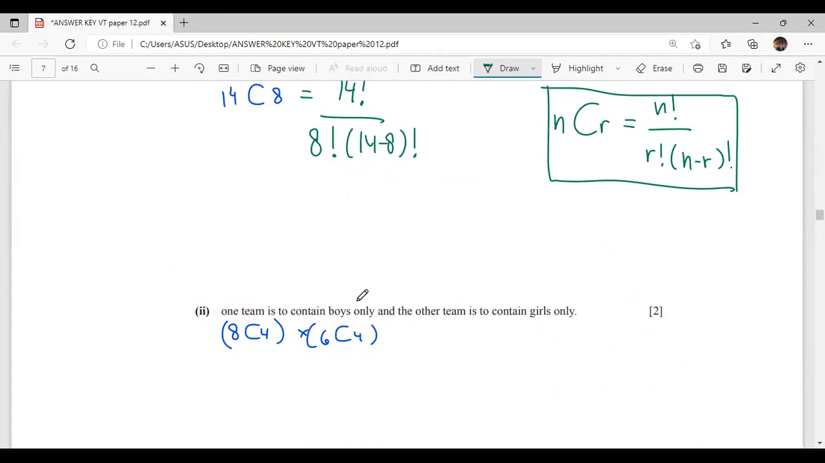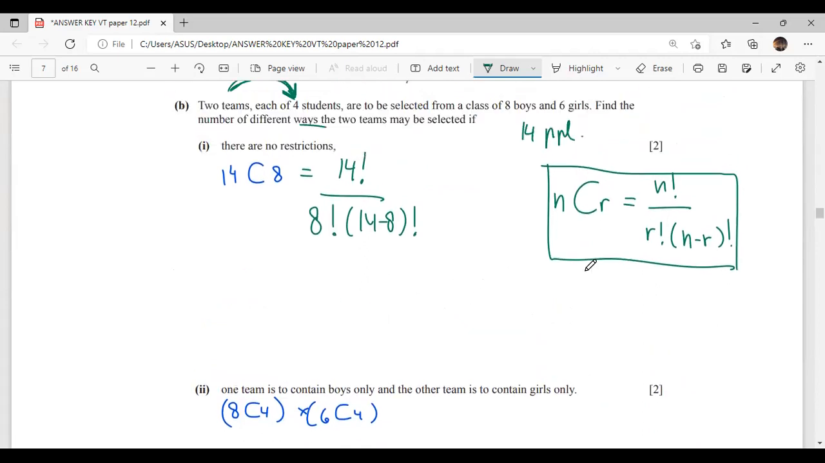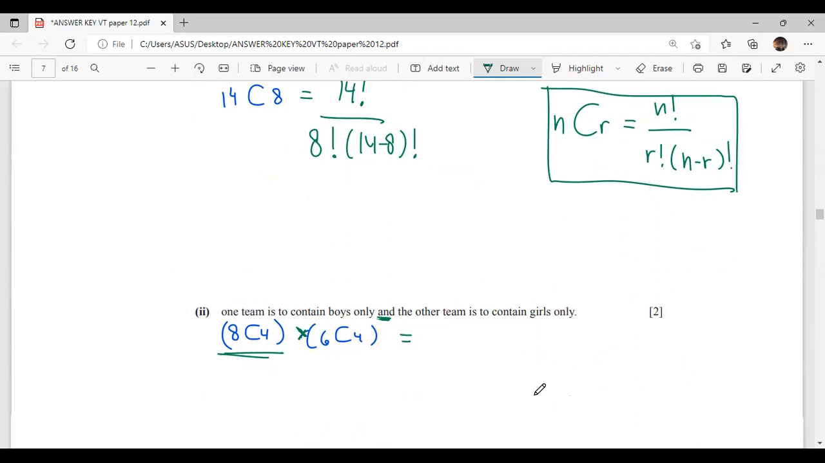One team is to contain boys only, right? So out of 8 boys, I want to pick 4 boys, and multiply. The other team is to contain girls only. So out of 6 girls, you pick 4. So you just do the calculation, and then that's your answer. Okay? I think you can do it.